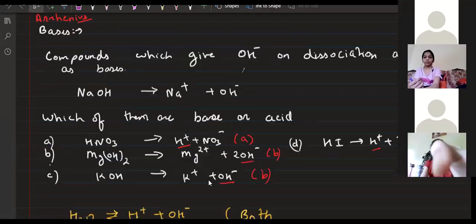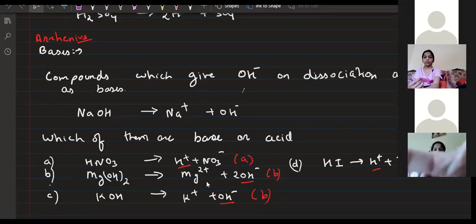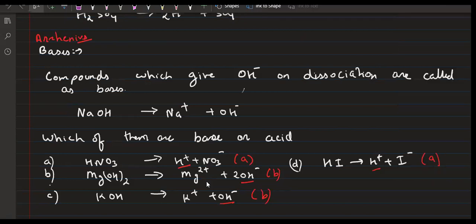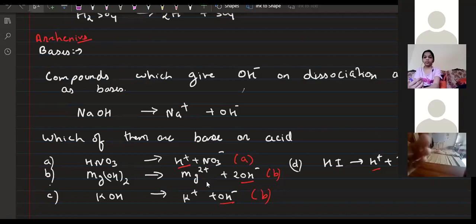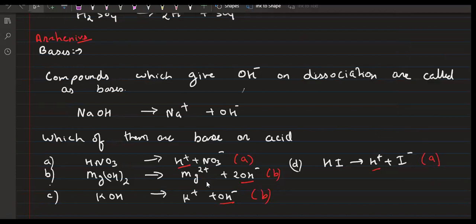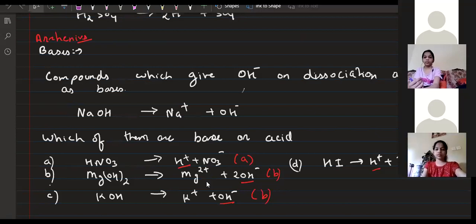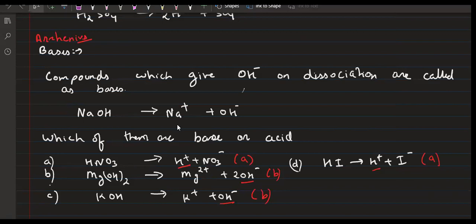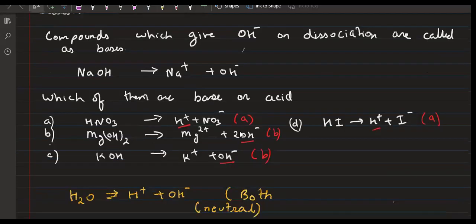Now what is a base? According to Arrhenius, a base is a compound which gives OH minus. Okay, right? Yes, very good. For example, NaOH gives Na plus and OH minus. So it is releasing OH minus. So this is your base. So we discussed examples.